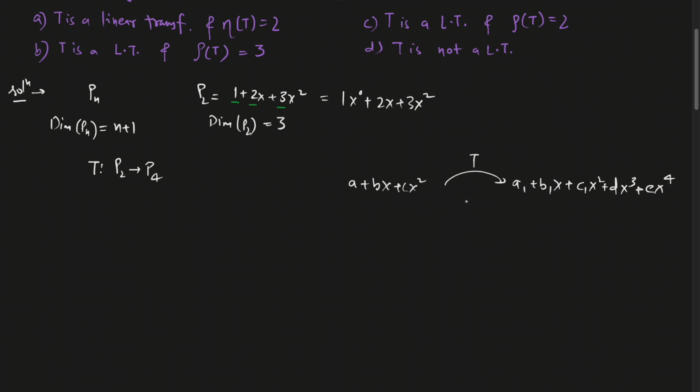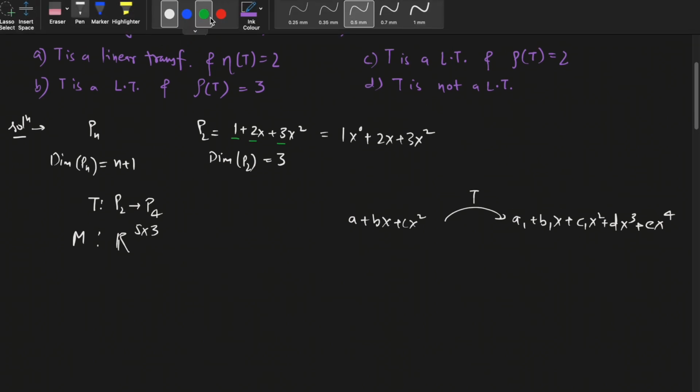Okay, so let us suppose M is the matrix representation of the transformation T. If M is the matrix representation, then M is a 5 cross 3 matrix. Why? Because the input vectors are coming from P2, and the output vectors are going to P4. We know that the dimension of P2 is 3 and the dimension of P4 is 5. So if the dimension of the input vector space is 3, then all the vectors should be 3 dimensional, right? That is this.